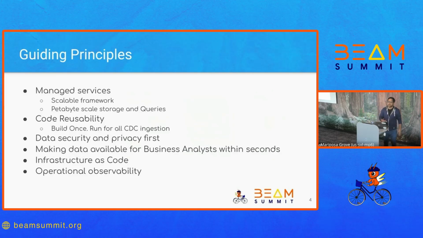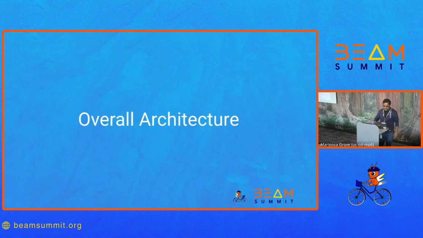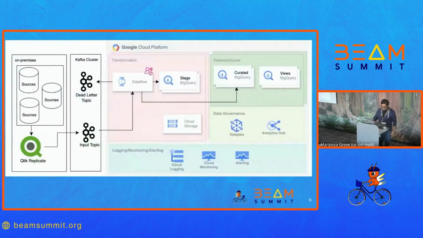And finally, we want operational observability. If something happens within that pipeline, we want to get notified so that proper action can be taken. These were the guiding principles. Based on these guiding principles, we went through some iterations, and we built our basic architecture.